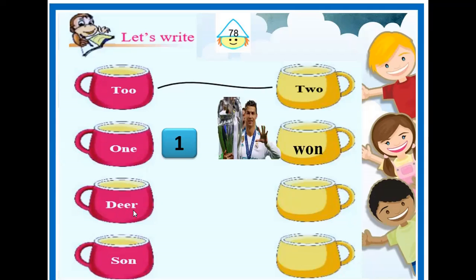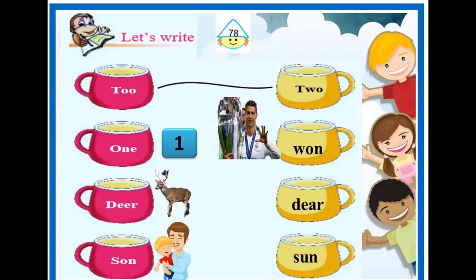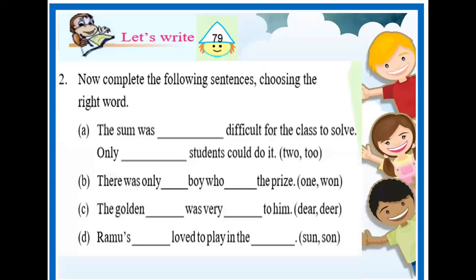The third word here is DEER, which is an animal. And the word that has the same pronunciation as deer is DEAR. It means a loved one. Now the last word given here is SON. The word son means the male child of a man, and its homophone is SUN. Now using these homophones, you will have to do the next textual exercise.